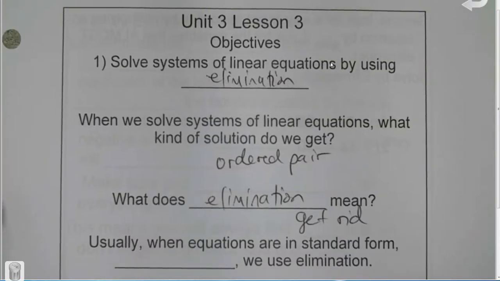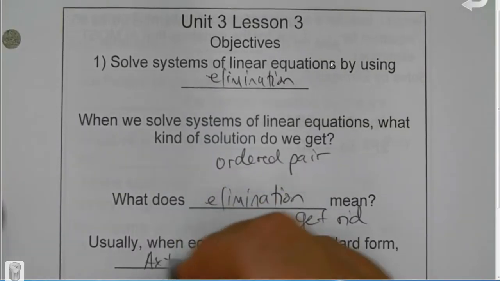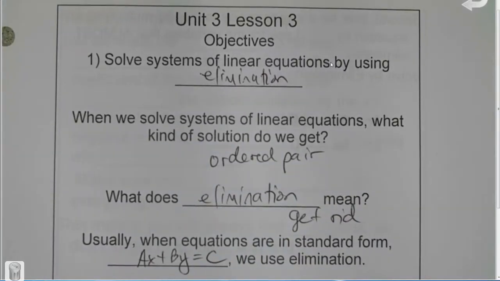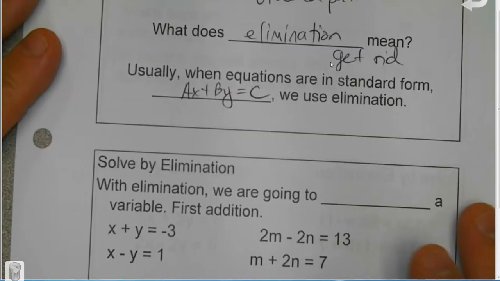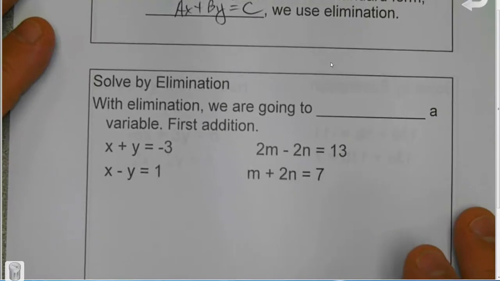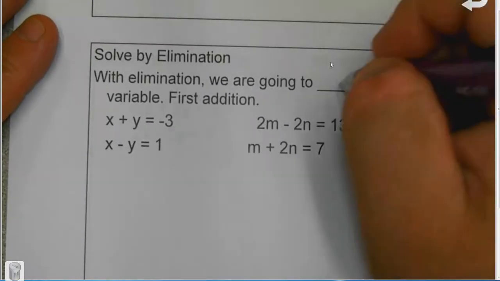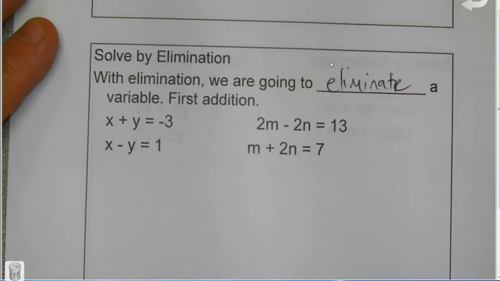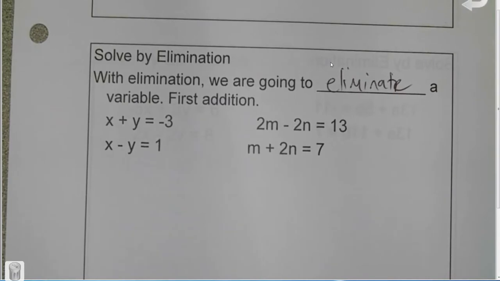When equations are in standard form, ax plus by is equal to c, it's much easier to use elimination because that way you don't have to worry about setting them both equal to y. You can just leave them the way that they are. In this case, you're trying to eliminate a variable. There's three ways to do that. You can add, you can subtract, or you can cross multiply. First we're going to focus on what happens when we add to get rid of a variable.